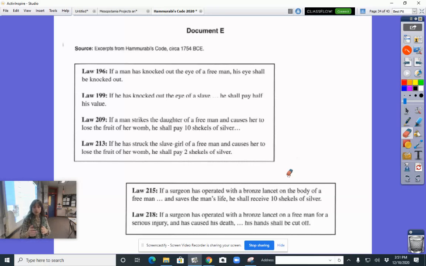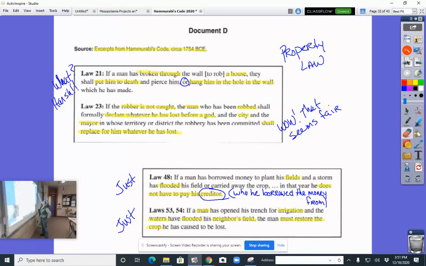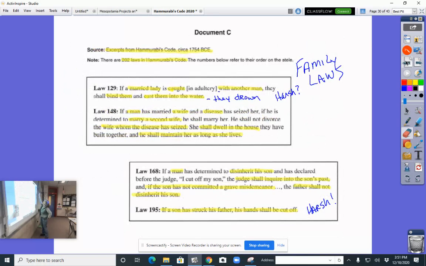So first, we're looking at document E, and we're going to come back to document E in a few minutes. But I want to go back and make sure that you caught a couple of things about these other documents as well. So first off, let's look at document C. Document C, you might have noticed, is all about family laws.